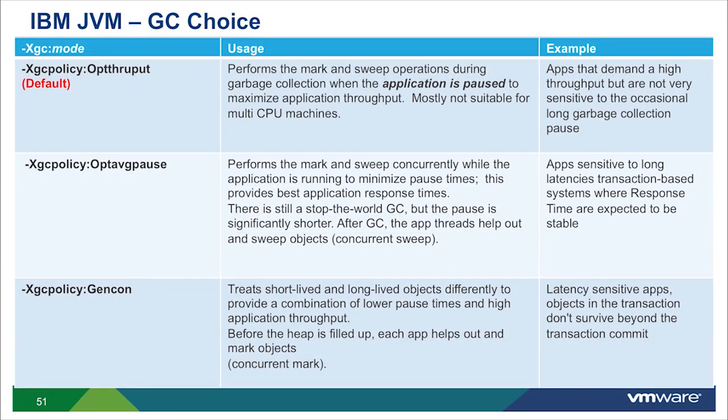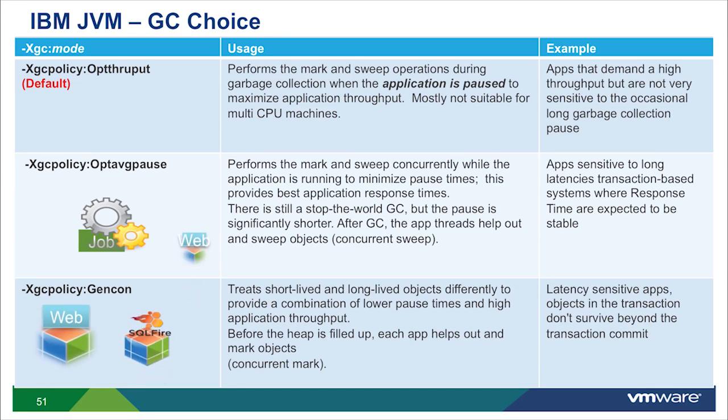Now in IBM JVM, it's pretty similar. The default is opt throughput, which is really not that scalable. So when you push your application from development to production, you want to make sure you're at least on this, which is like the throughput collector. It's called opt average pause, or latency sensitive kind of, let me just animate that through.